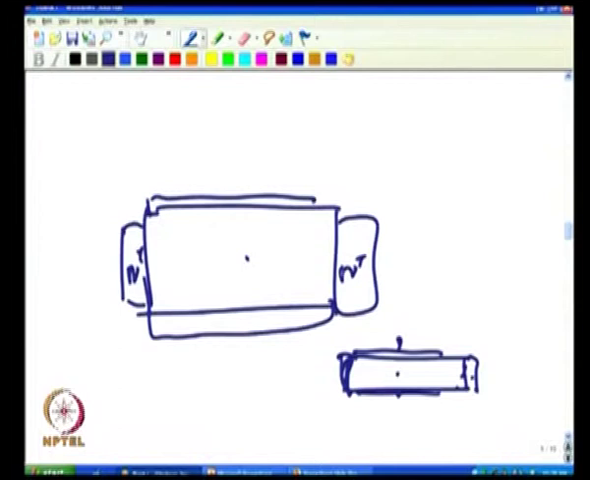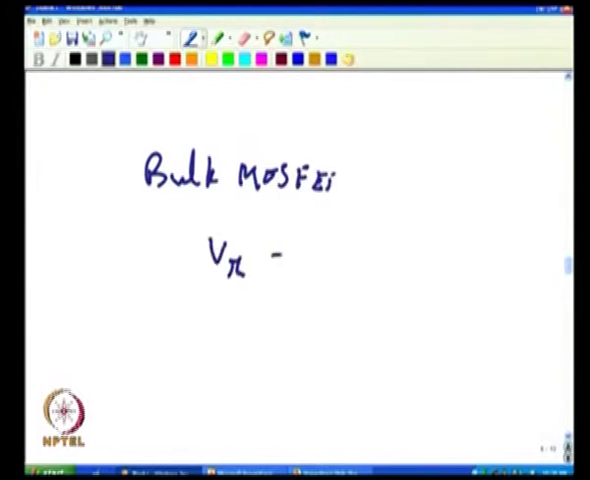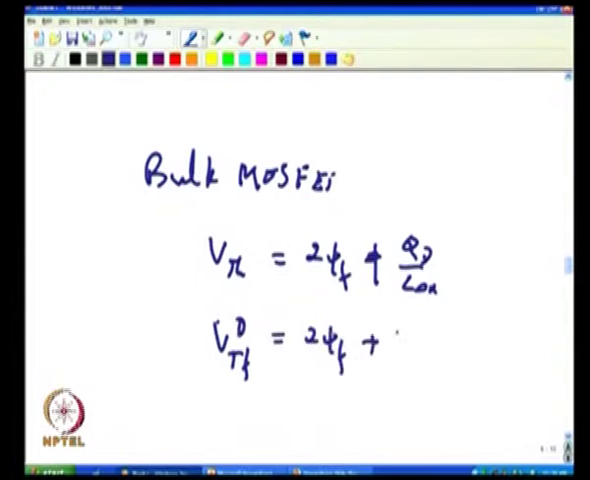If you see the bulk MOSFET, the threshold voltage is twice phi f plus Q d by C oxide. Let us say a situation where the oxide thicknesses are the same. Now, in the case of fully depleted also, that is V T f fully depleted, we saw twice phi f plus Q s by C oxide twice. Is that right? So, you have got that particular situation now.